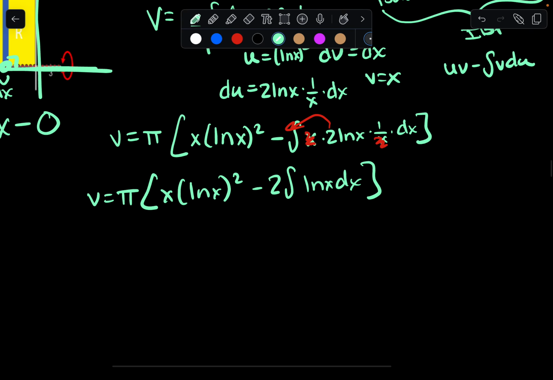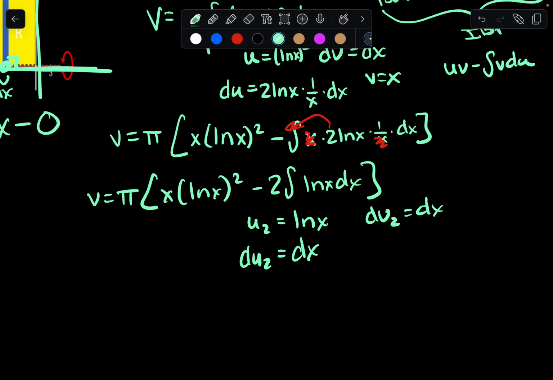I'm going to use a subscript 2 since I already used u and v. So I'm going to do u sub 2 is equal to natural log of x, which means my du is just dx. And then my dv is going to be dx, and then my v is just x.